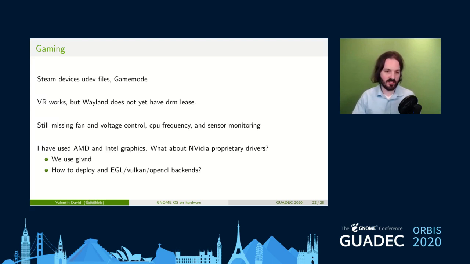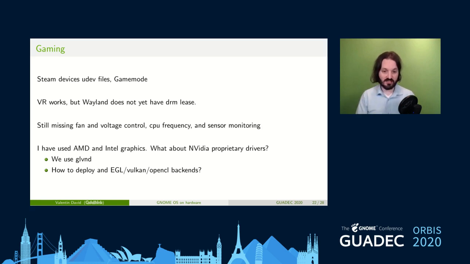But for people who do overclocking, we are still missing things. I don't know about voltage control, I never did that, but at least fan control is something I've been missing. And sensor monitoring, we don't have that. But this is something that is not easy to have out of the box. Still, something we should have, that would be nice.